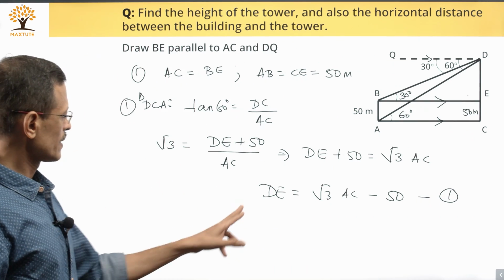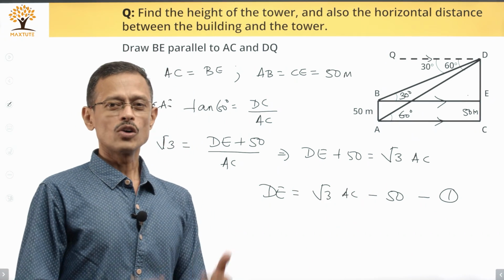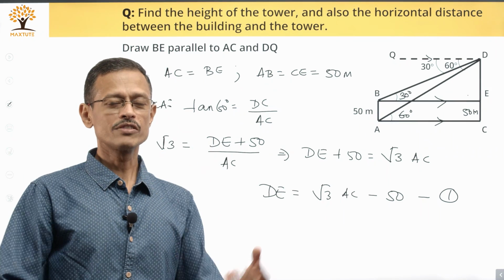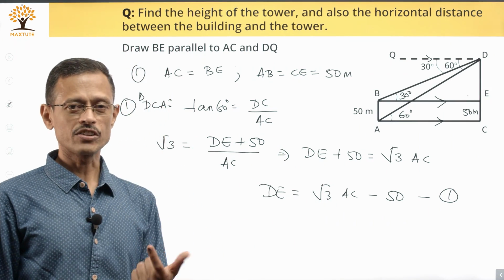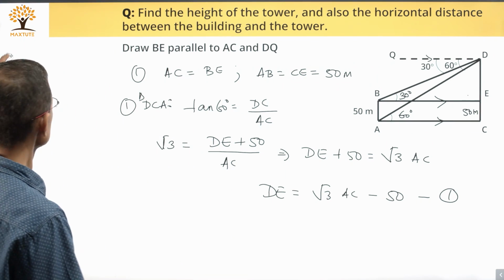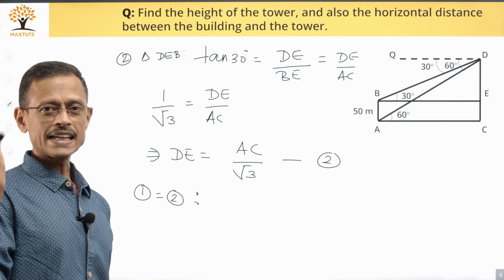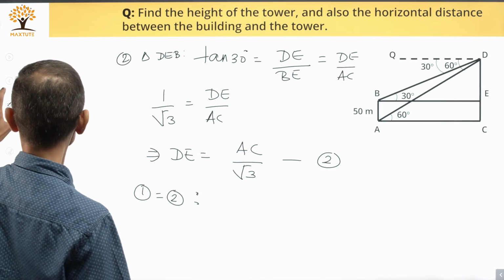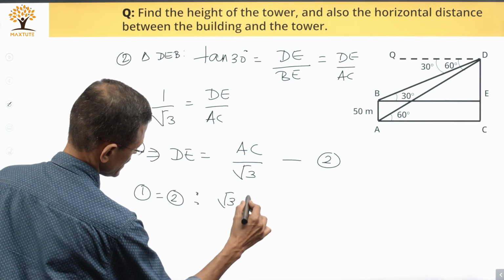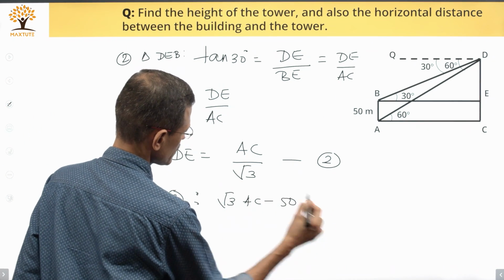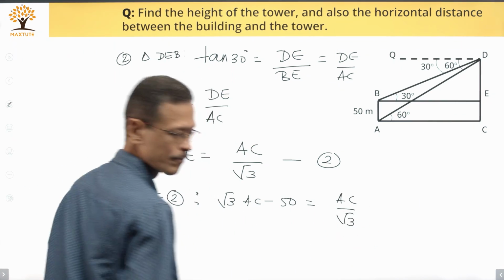Go back to equation 1. Left hand side is D, right hand side is root 3 AC minus 50. So obviously we have written DE in terms of AC in both these equations. Left hand side is DE for equation 1 and equation 2. So equation 1 can be equated with equation 2. We'll equate the right hand sides because left hand sides are same. What is the right hand side for the first one? Root 3 AC minus 50. This is equal to the right hand side of the second equation, which is AC upon root 3.